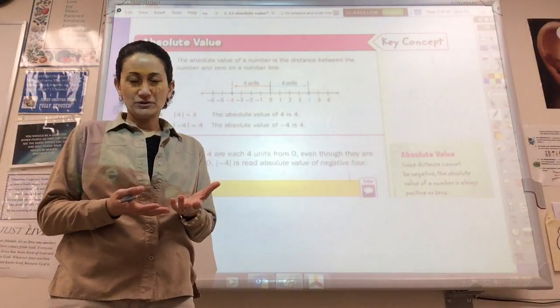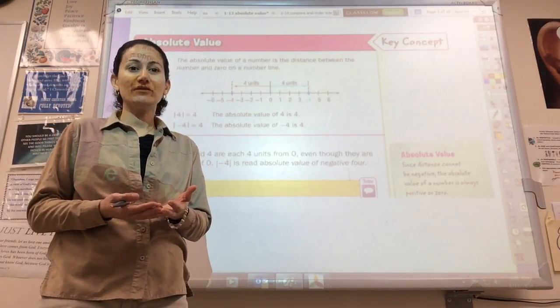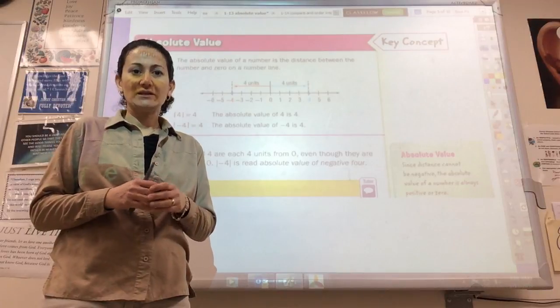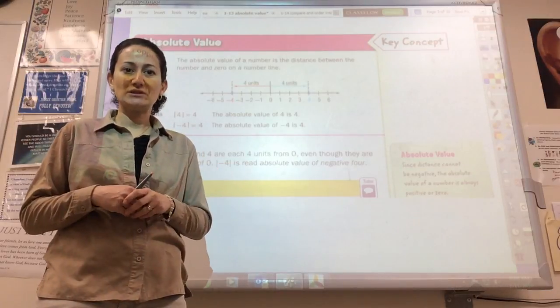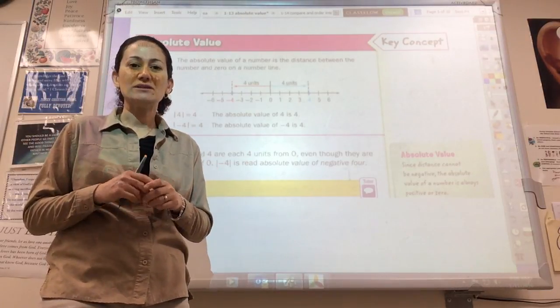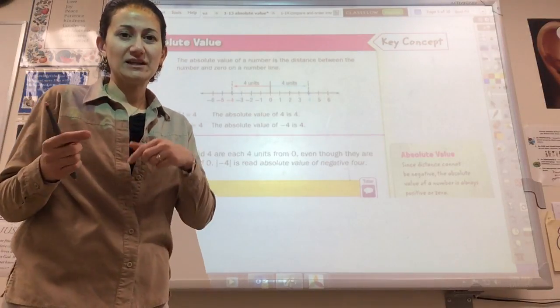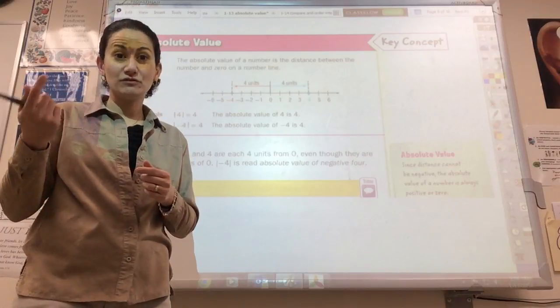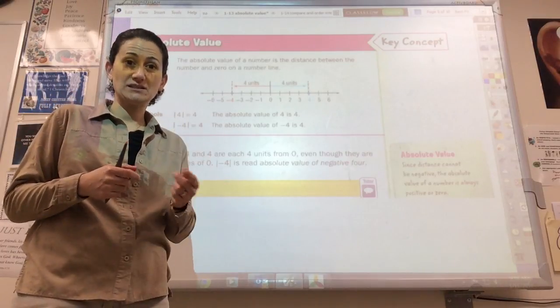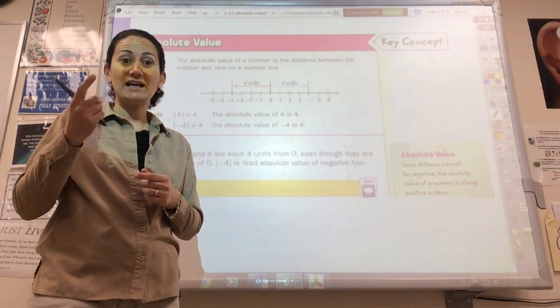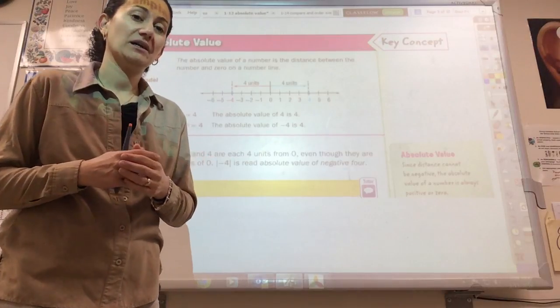Here's something important to note. It's very useful. Absolute value is never negative. The distance from 0 is never going to be represented with a negative number. So this is different from opposite. The opposite of a positive is a negative. But the absolute value of a positive is a positive. And the absolute value of a negative is still going to be a positive.